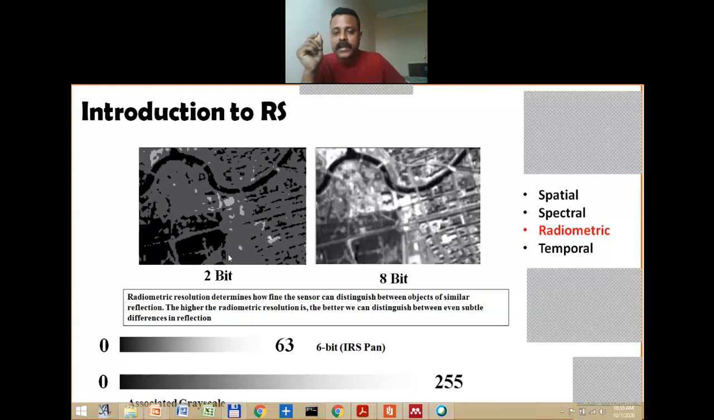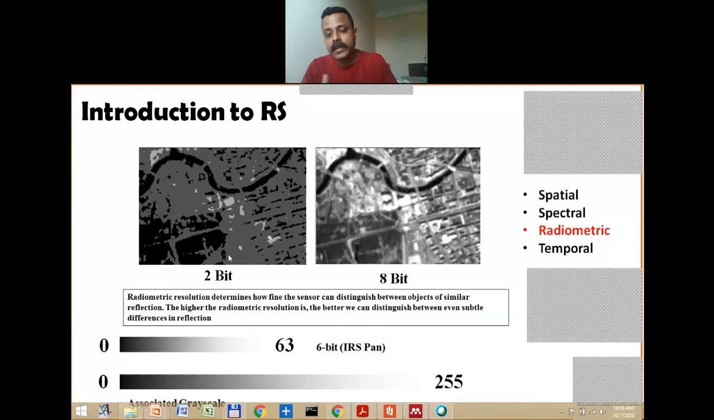If it is a 1-bit scale, it can be either white or black. Because why? 2 to the power 1 is 2. That means the available houses to store this information in the hard drive is 2. If it is an 8-bit image, 2 to the power 8 is equal to 256. Starting from 0, you will have 255 houses, or different levels of grayness, which can be associated with the amount of energy that is being reflected from a particular area on the ground.